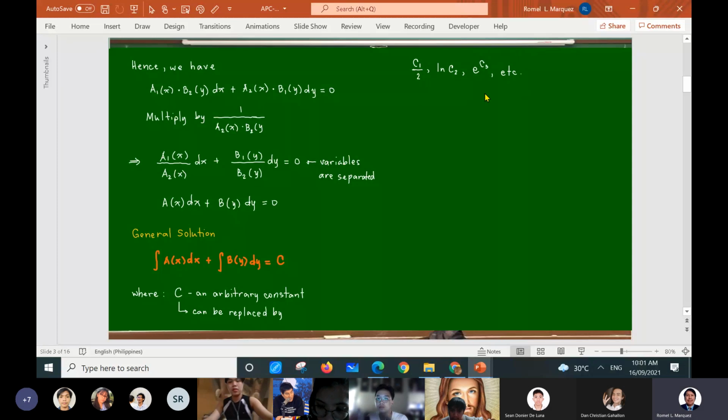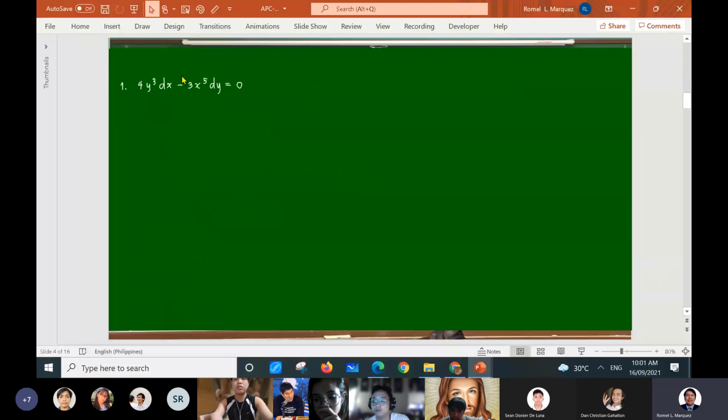So let us have a particular example. Let's say we are asked to solve the given differential equation. When you say solve the given differential equation and there is no condition given, it means we have to find the general solution.